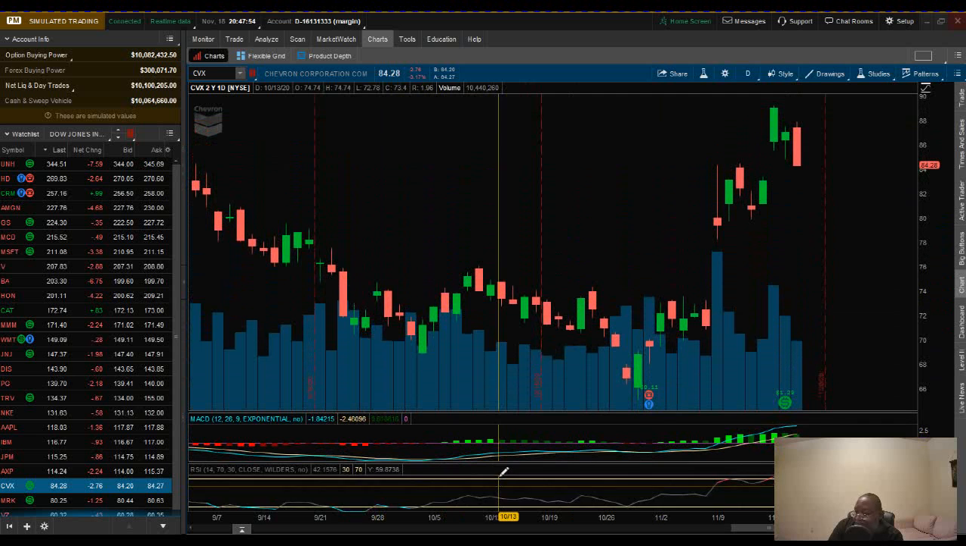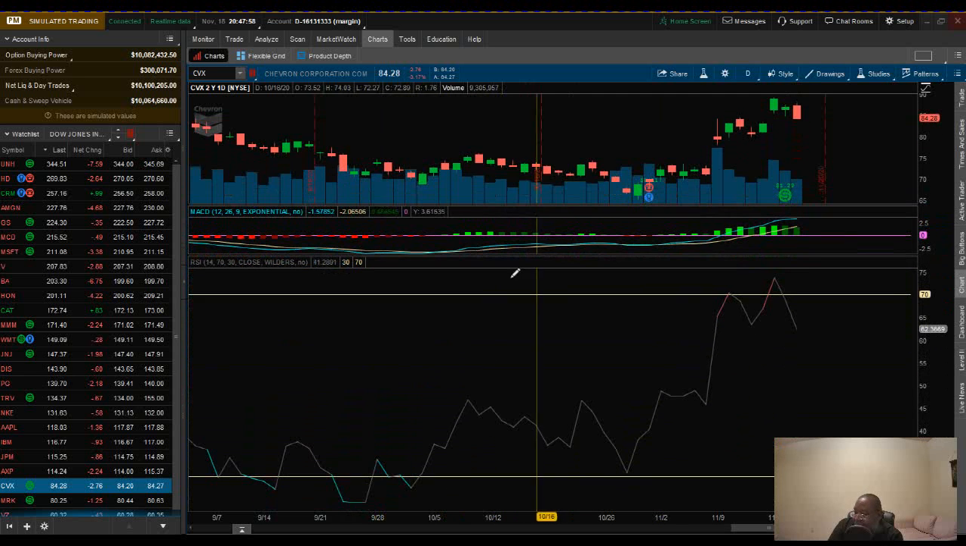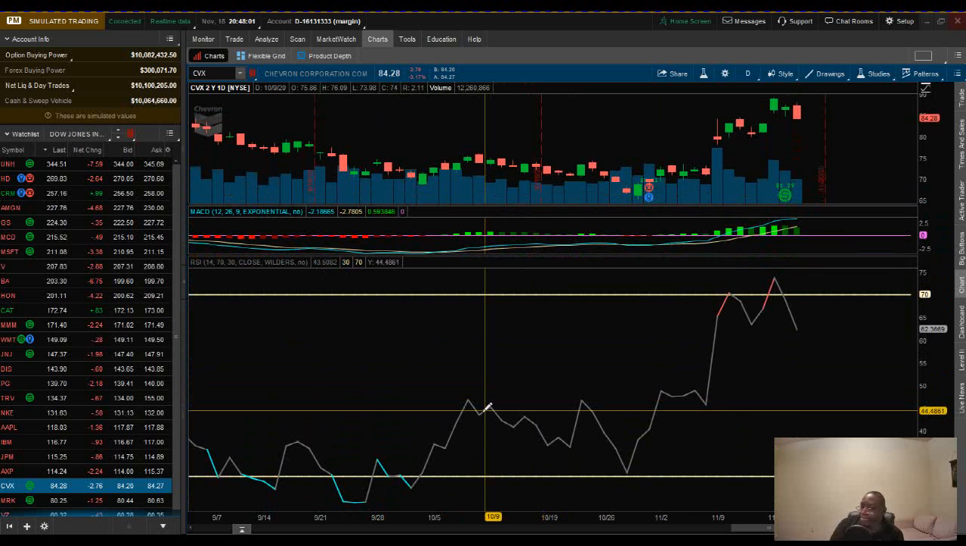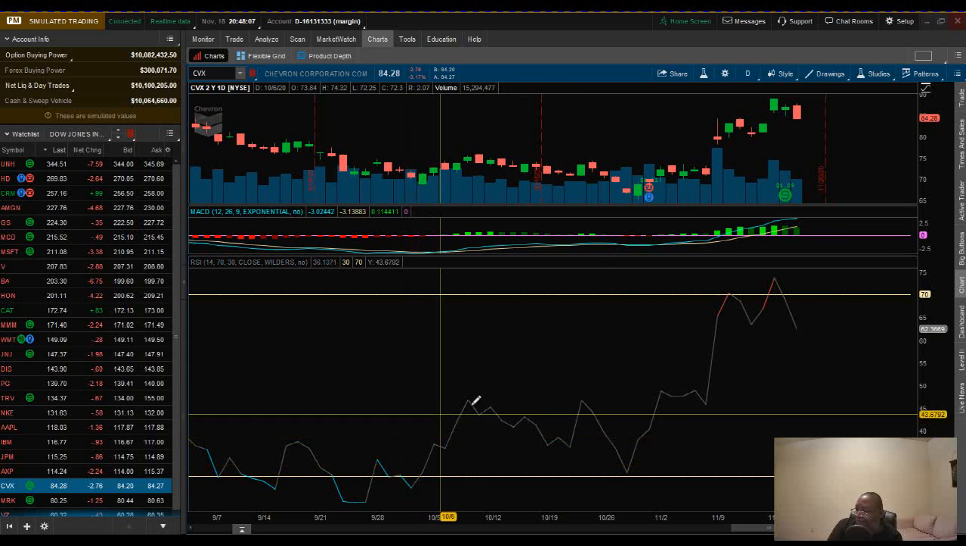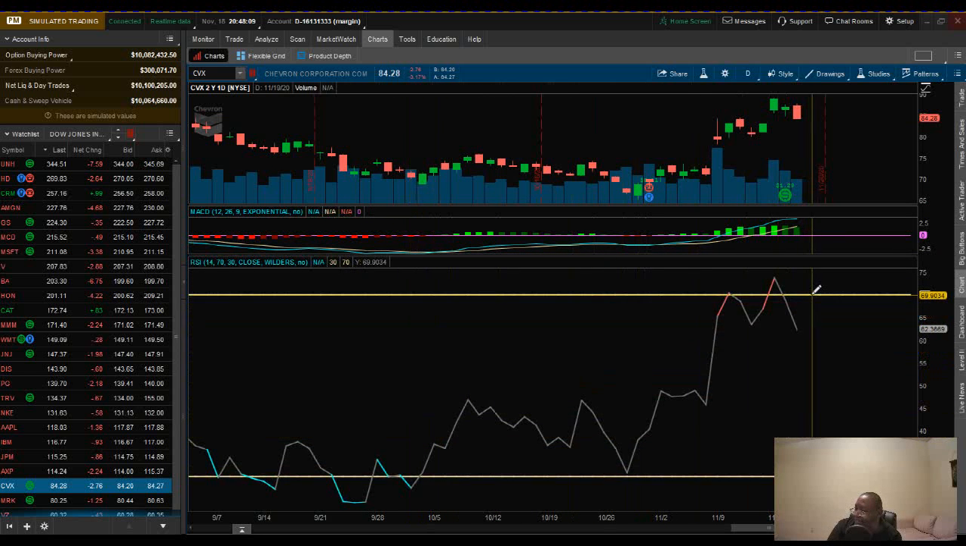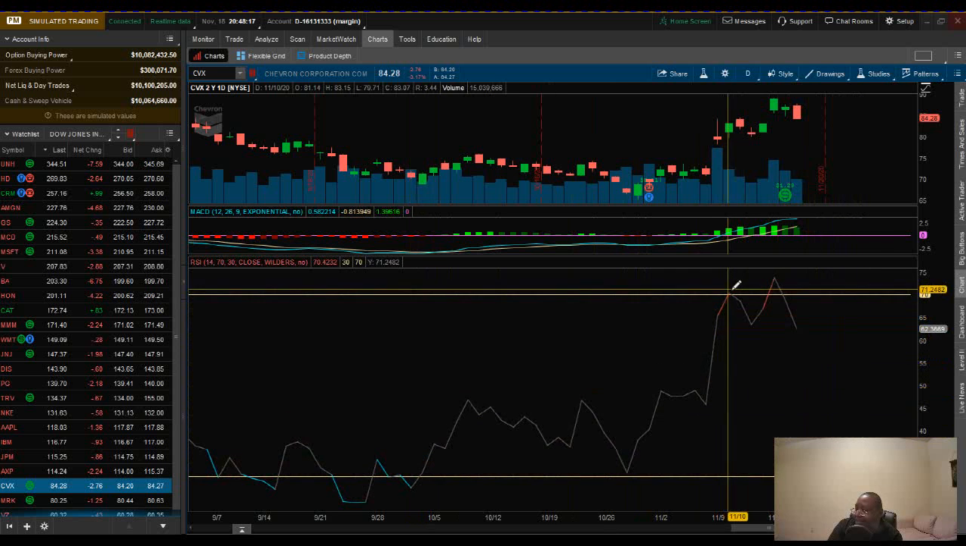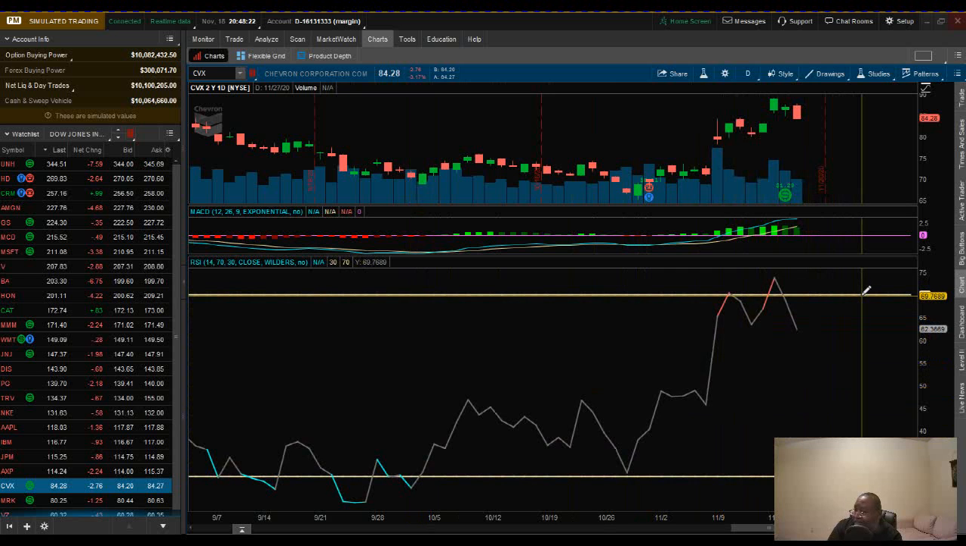Okay, so now let's look at the RSI. The RSI is going to give you different information. Normally, you have these two yellow lines here, right? These two yellow lines represent two separate things. When the stock goes above this yellow line, it is a strong indication that the stock is overbought.